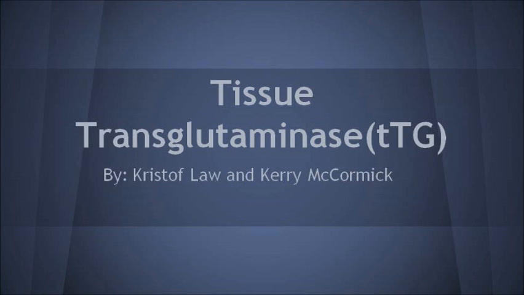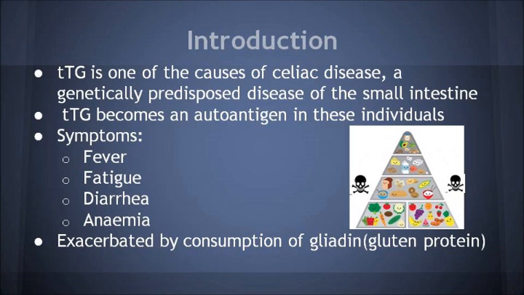The protein of interest is tissue transglutaminase. Tissue transglutaminase is one of the known causes of celiac disease, a genetically predisposed disease of the small intestine. Tissue transglutaminase becomes an autoantigen in these individuals. Symptoms can include fever, fatigue, diarrhea, or anemia. These symptoms are exacerbated by consumption of gliadin, a gluten protein.